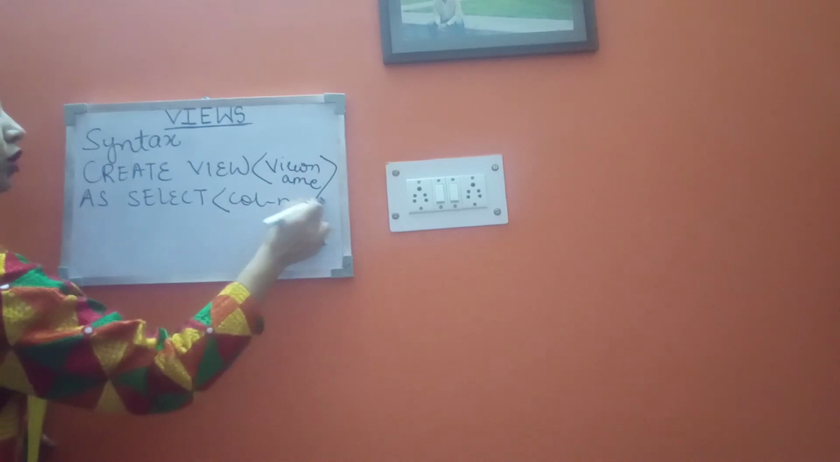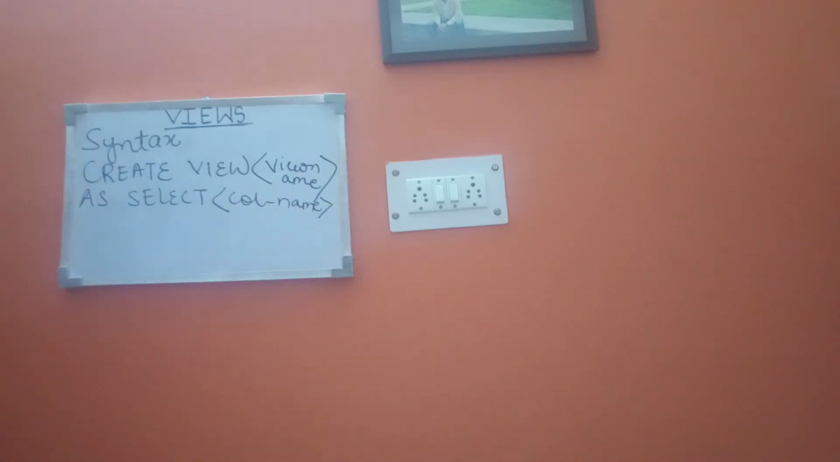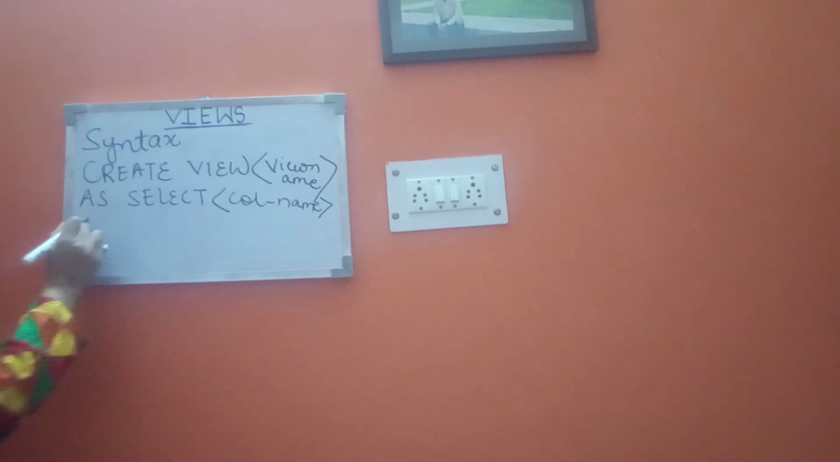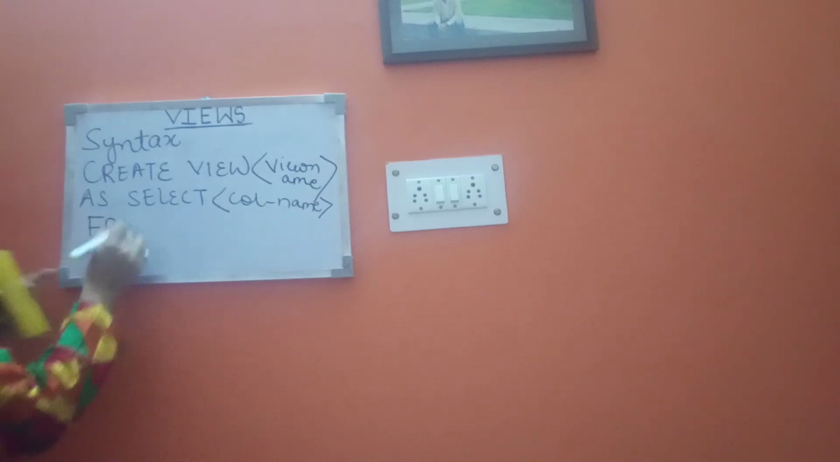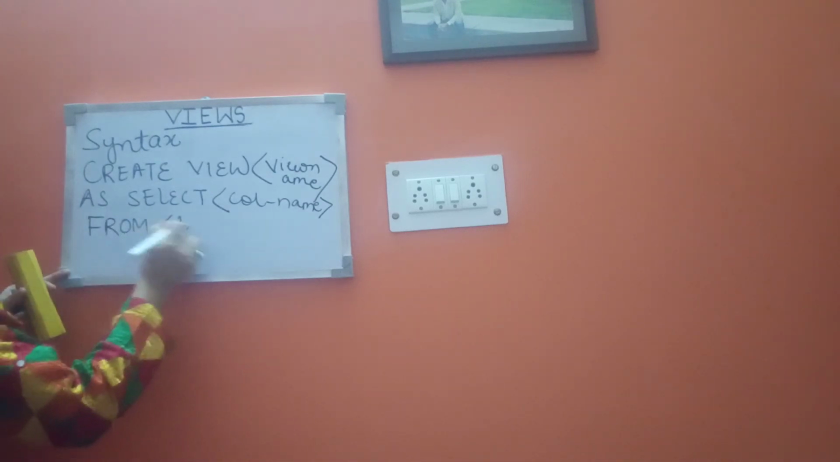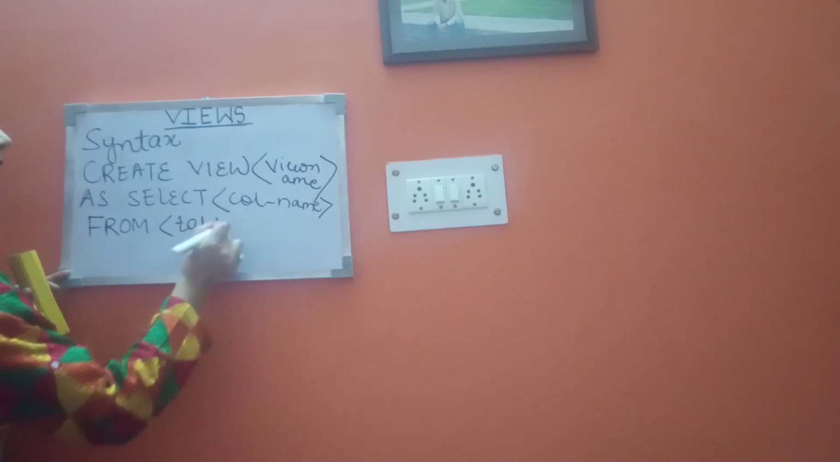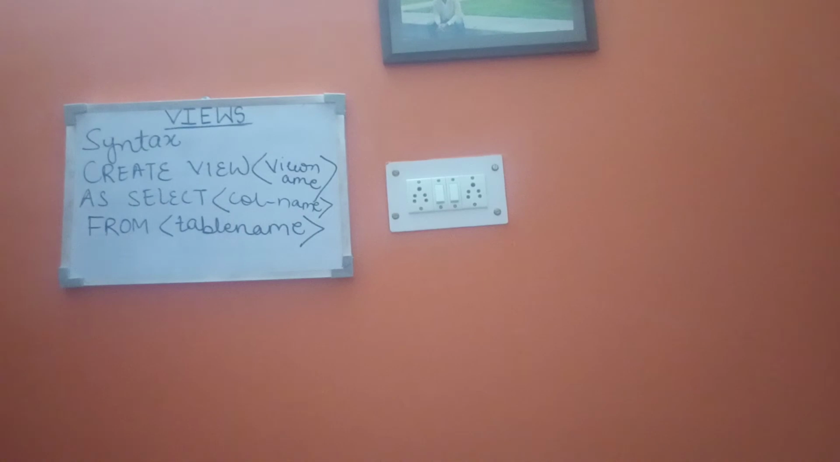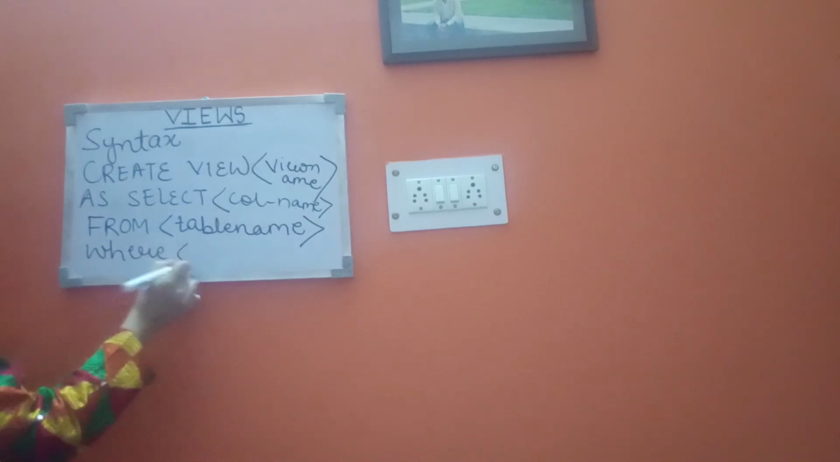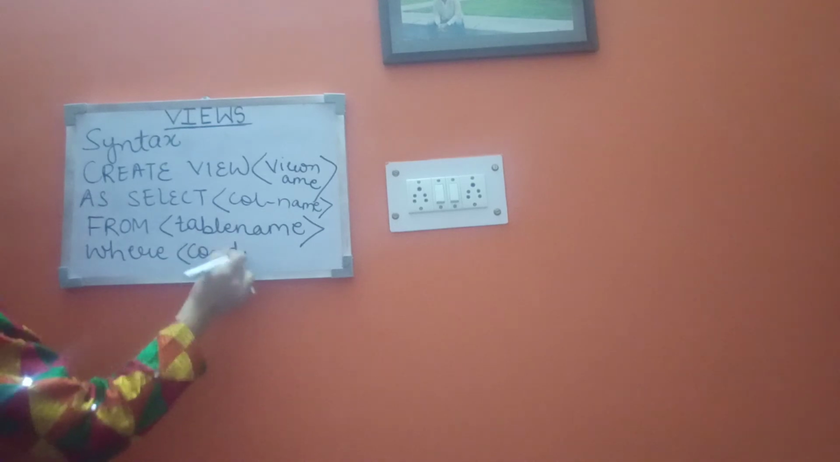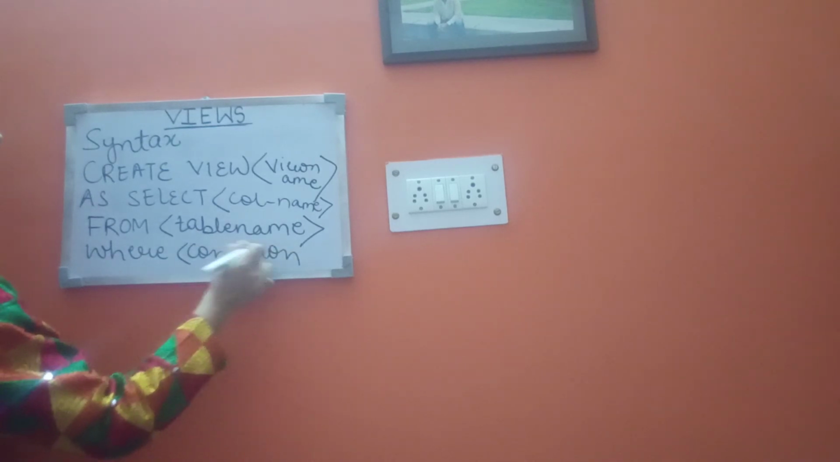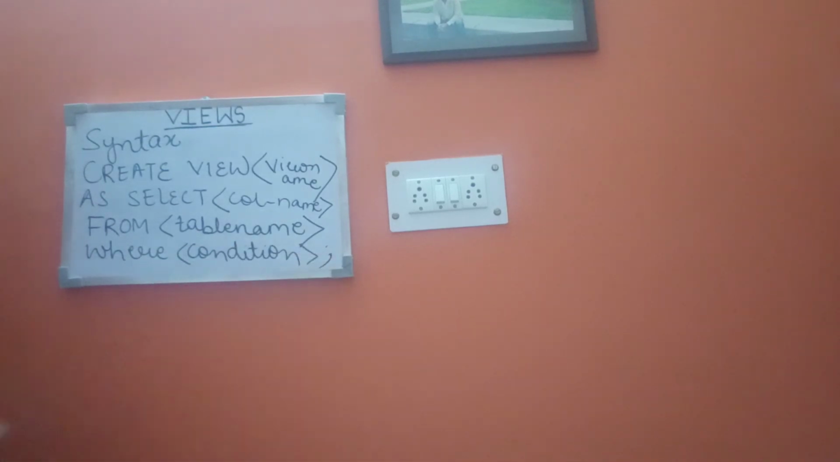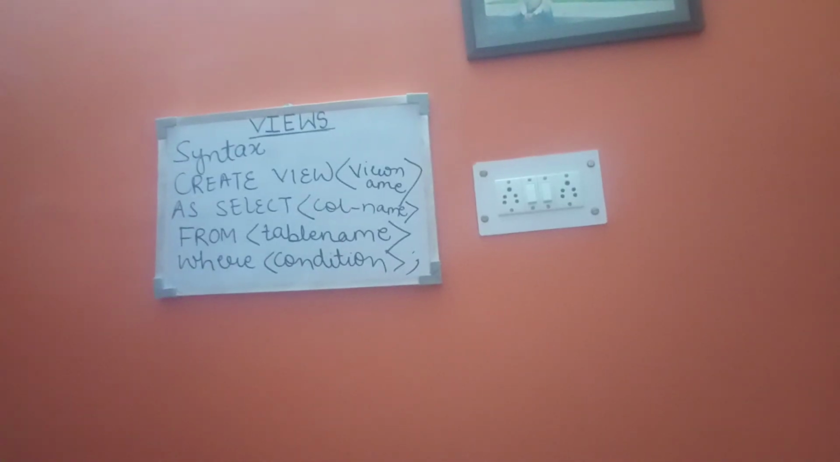It can be 1 column, 2 columns or n columns, as column name, from the table name, where condition. So this is the syntax for a view.